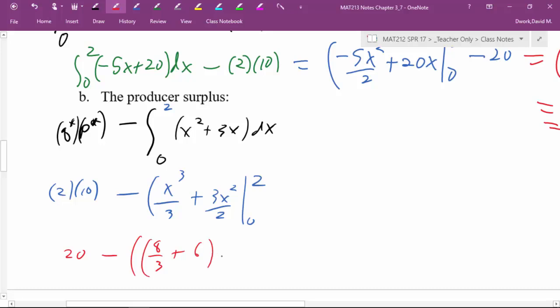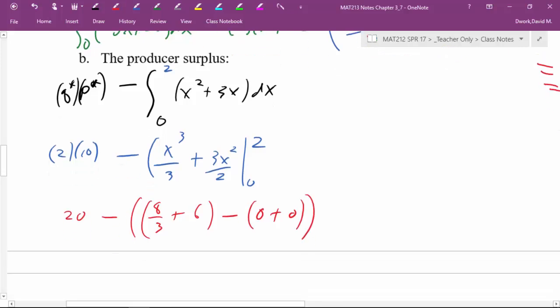And it's going to be that minus these things evaluated at 0. So 0 cubed over 3 would just be 0, plus, again, 0. And there we are. So this is going to result in 20 minus 8 thirds plus 6. Well, that would be 18 thirds, right? 18 thirds. So when I add those together, 8 and 18, that's... my brain needs to start working. 26 thirds, and then minus 0.